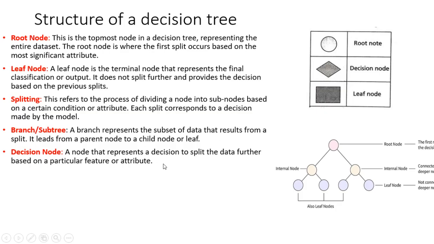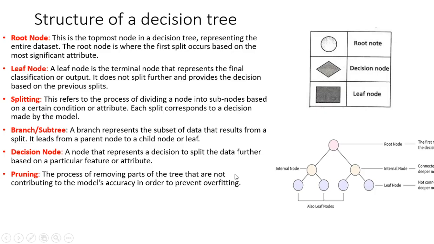Decision node. Now a decision node is a node that represents a decision to split the data further based on a particular feature or an attribute. So here in the internal node you make a decision based upon how you can split it into further nodes. So this internal node can also be a decision node.